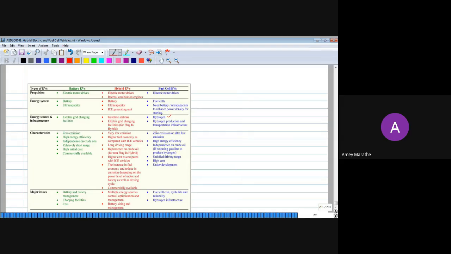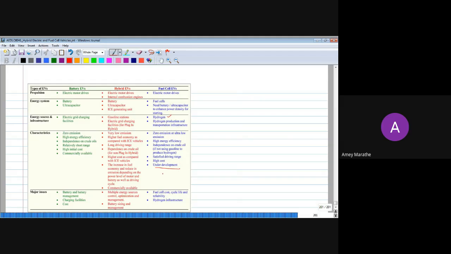Whereas fuel cell vehicles are zero emission, or ultra low emission vehicles, as we call them. They have high energy efficiency and again independence from crude oil. They offer a satisfactory driving range, because once we store the hydrogen on board, we can get a range of 800 to 900 kilometers. The cost is very high, but the technology is still under development.